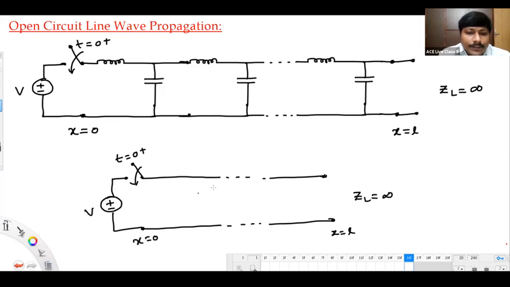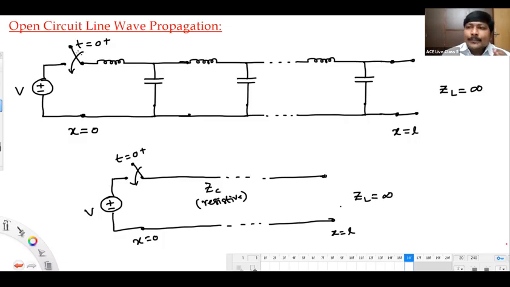Listen. What is the nature of ZC for a lossless line? It will be resistive, right? It will be resistive in nature for the lossless line. Okay. Next.